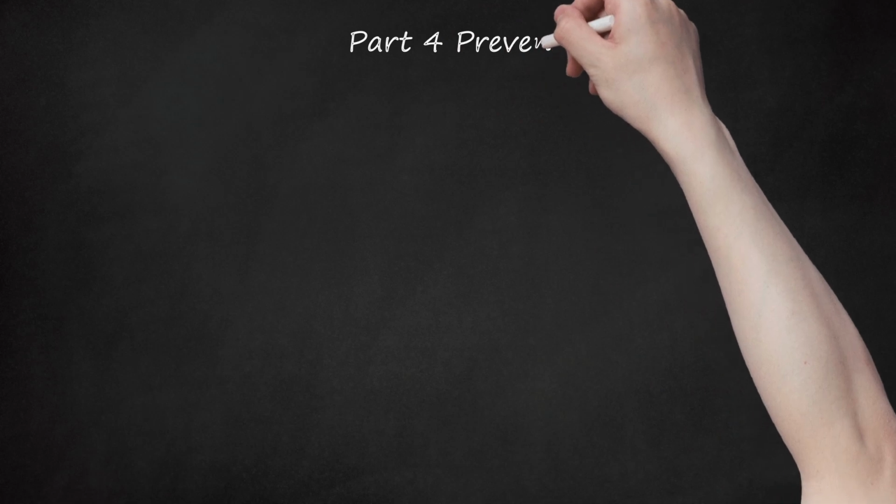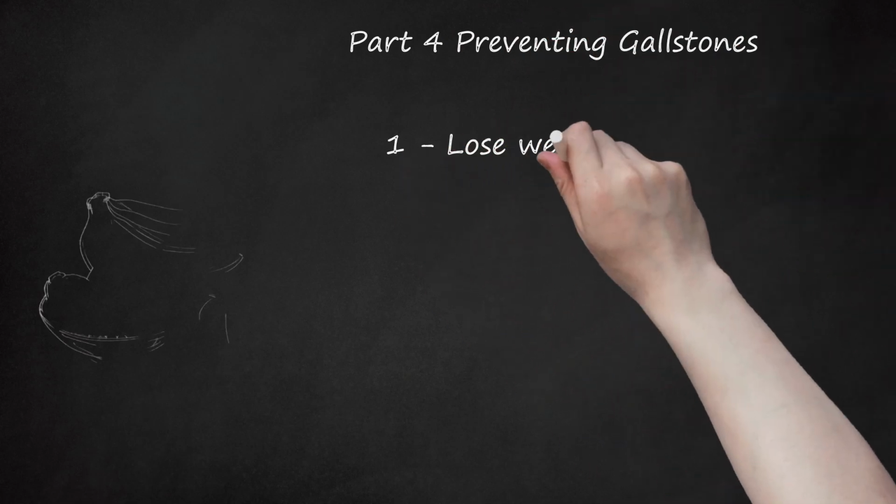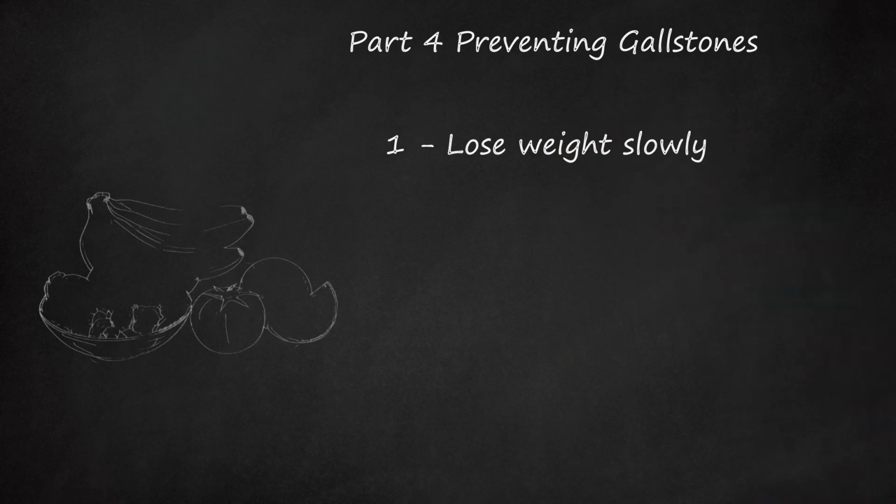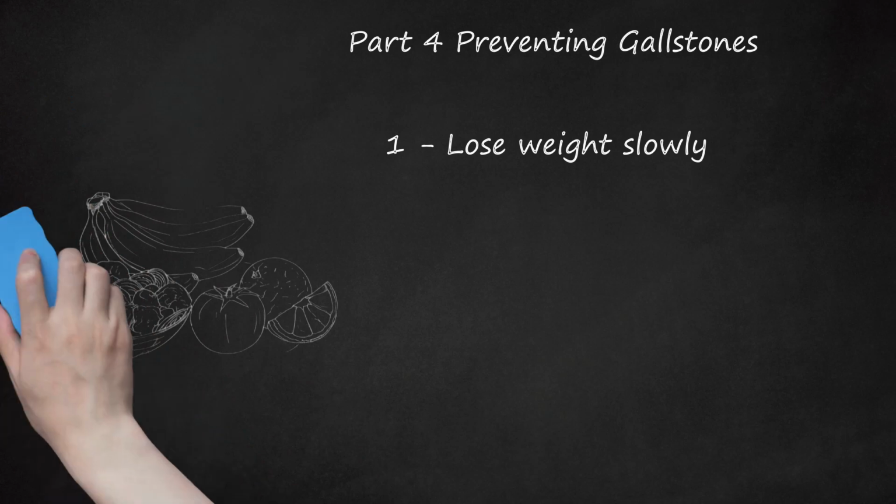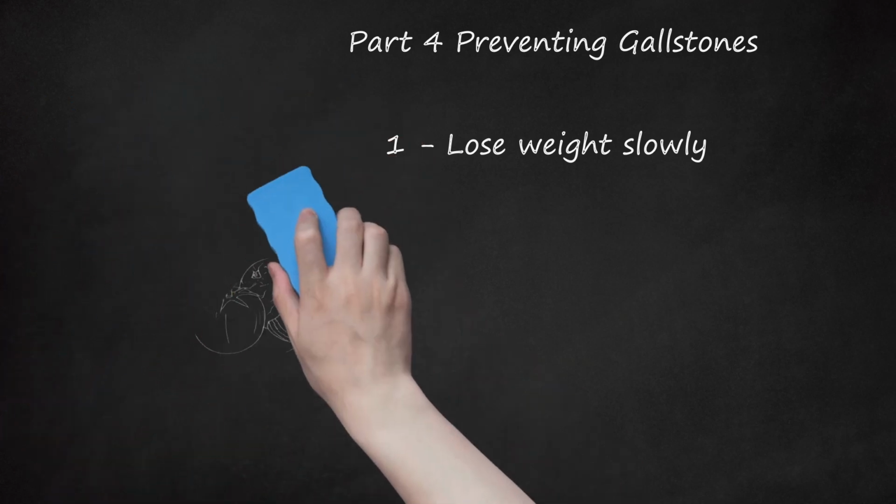Part 4. Preventing gallstones. 1. Lose weight slowly. If you're trying to lose weight, don't do any crash dieting. Aim to eat healthy, balanced meals that include plenty of fresh fruits and vegetables, complex carbohydrates, like whole wheat bread, pasta, and rice, and protein. Your weight loss goal should be to lose 1 to 2 pounds per week and not any more than that. Losing weight slowly but steadily can lower the risk of gallstones.